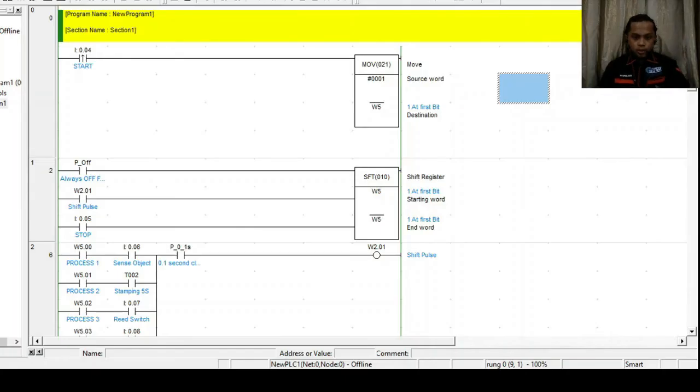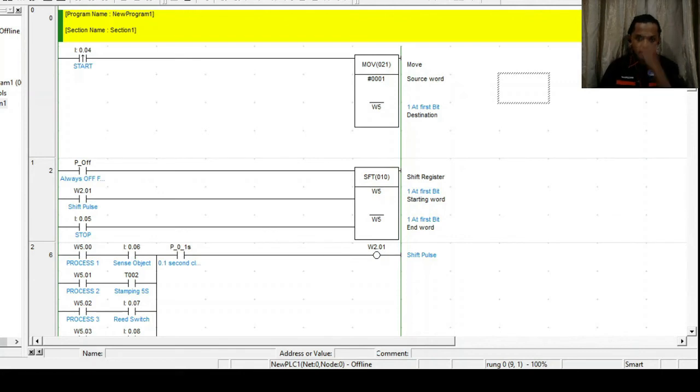Bismillahirrahmanirrahim. Okay, now I will continue to question 2 about the PLC assignment. Question 2 consists of the shift register method. The question for this task is given in the report.